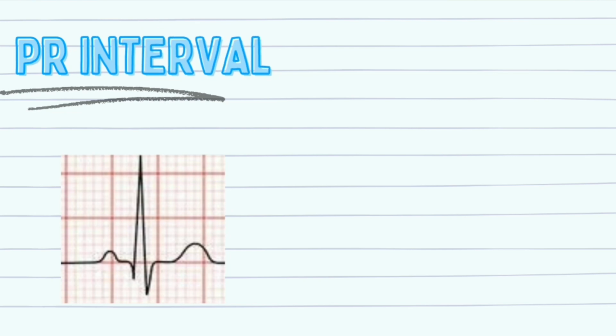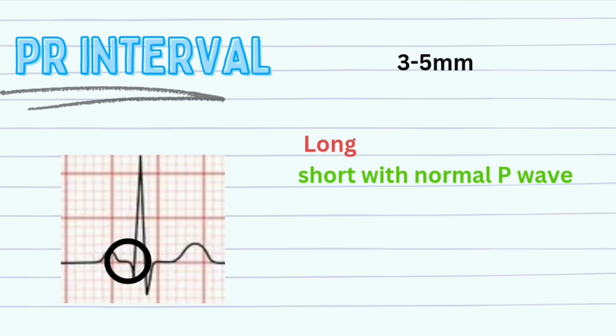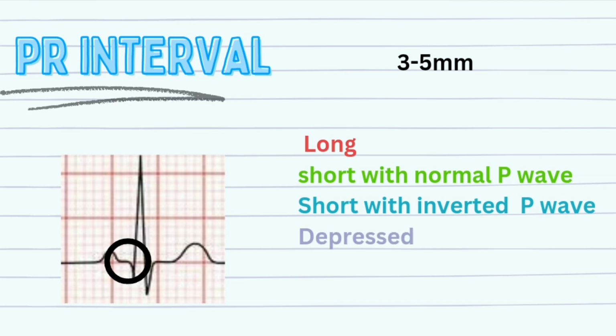PR interval, which is a flat line between P wave and QRS complex. Usually it is 3 to 5 mm in length. Long PR interval occurs in heart block. Short PR interval with normal P wave is present in Wolff-Parkinson-White syndrome. And short PR interval with inverted P wave occurs in nodal rhythm. Depressed PR interval is present in pericarditis.